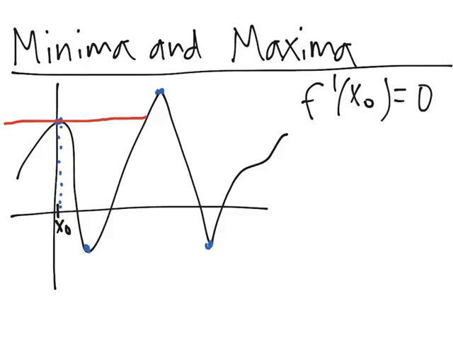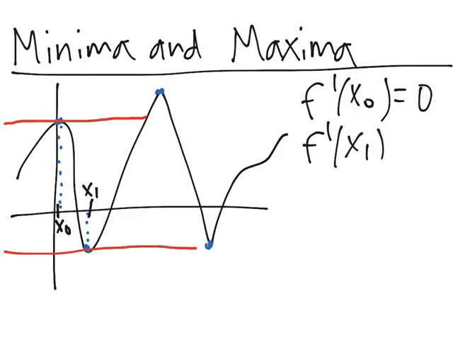to 0. Similarly, if we look at the local minimum right here, we draw a tangent line, it'll also be flat. So if this point is at x equals x1, we can also say that f prime of x1 is equal to 0. Now let's look at the remaining two minima and maxima. We have x2 and x3.